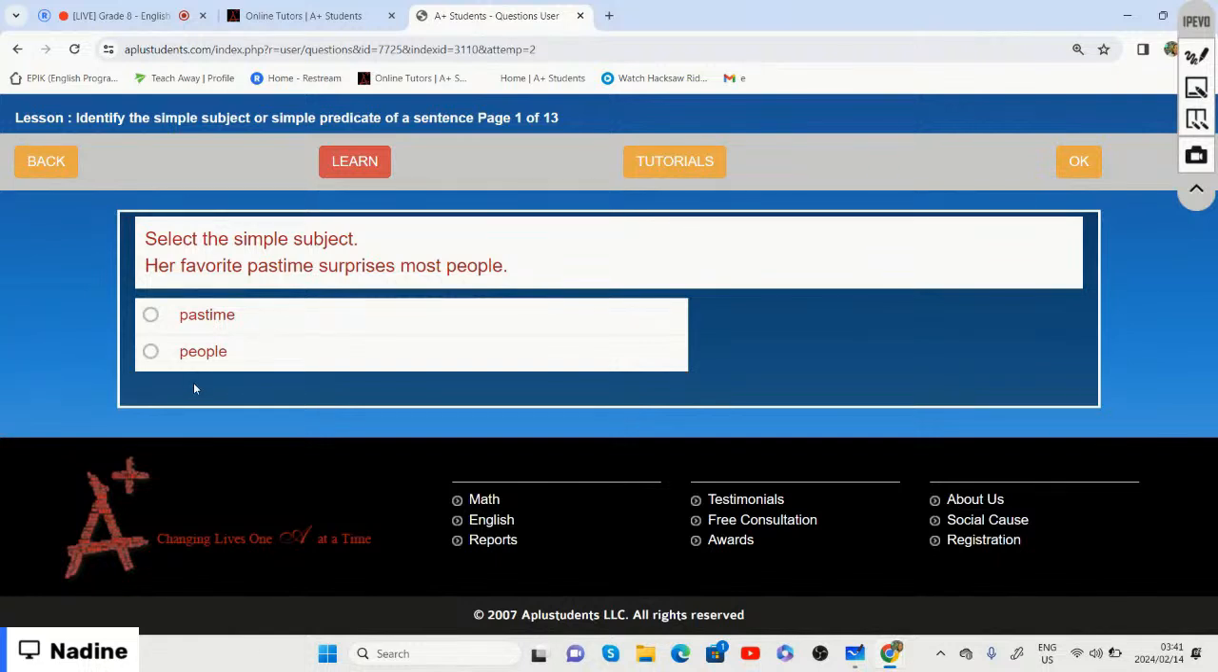Remember, a subject tells us who or what is doing something. Is it pastime or people that is doing something? The simple subject. So, her favorite pastime surprises most people. We need to select the simple subject. It needs to tell us who or what is doing something.